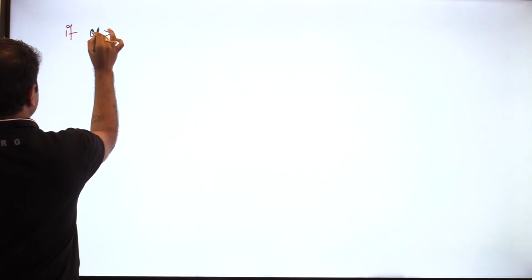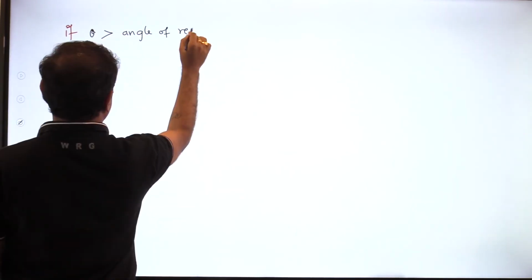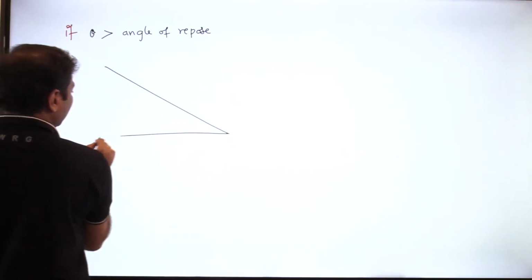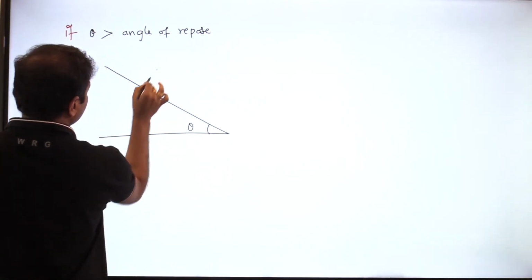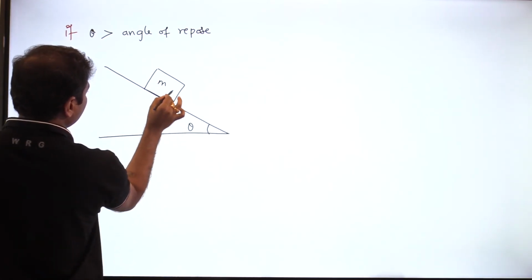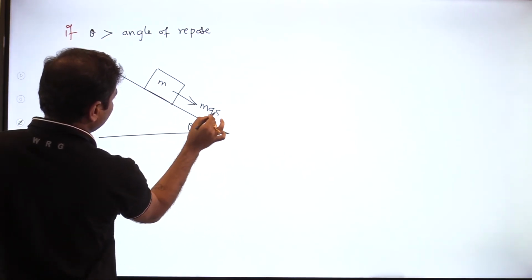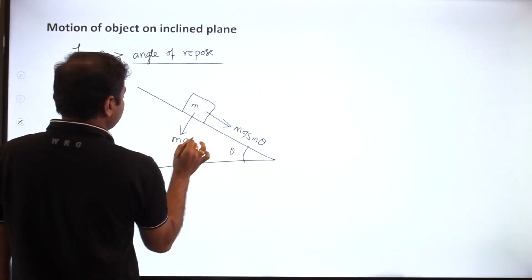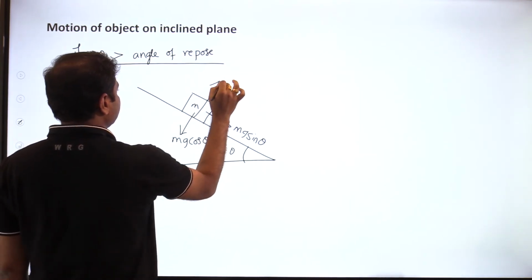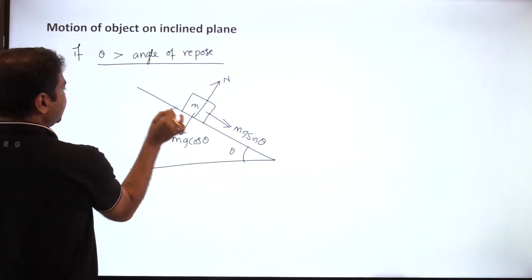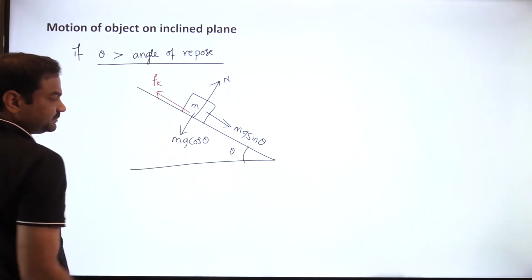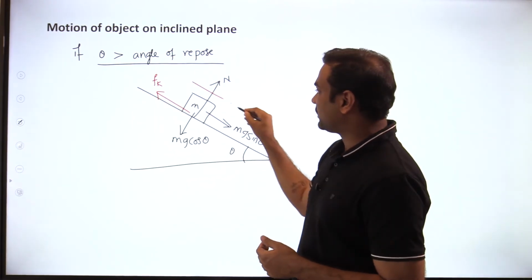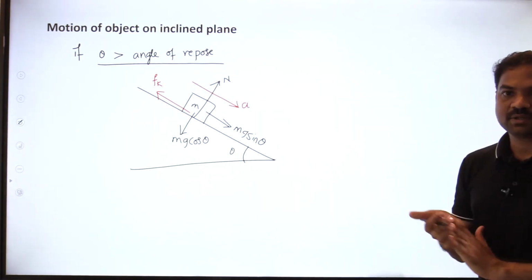If theta, the angle of inclination, is more than the angle of repose, then what happens? The block will slide down. What are the forces acting on the block? mg sin theta is acting downward, and mg cos theta is perpendicular to the incline, balanced by the normal reaction. And the friction will act upward, which is kinetic friction. So now mg sin theta will be more than kinetic friction, so that's why the block will accelerate in the downward direction.